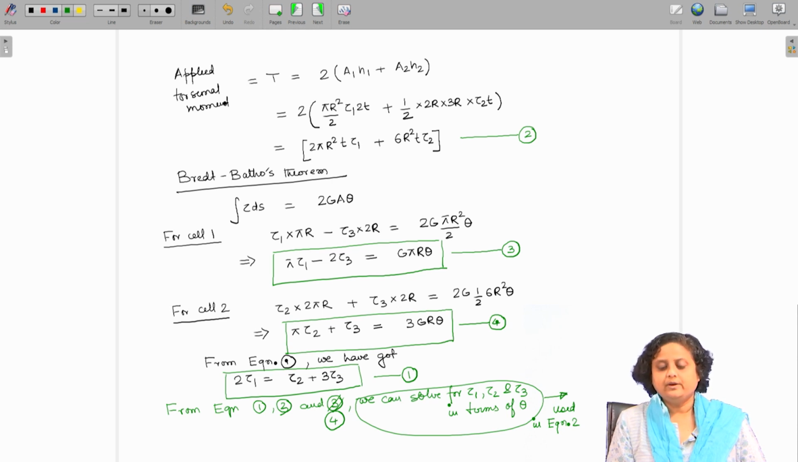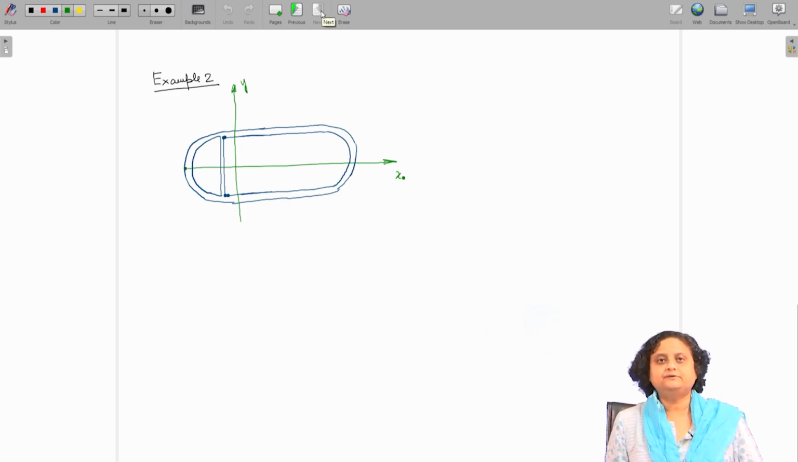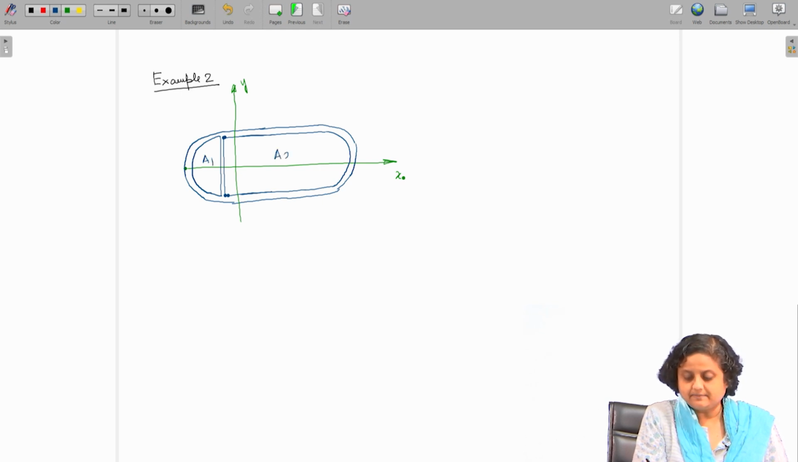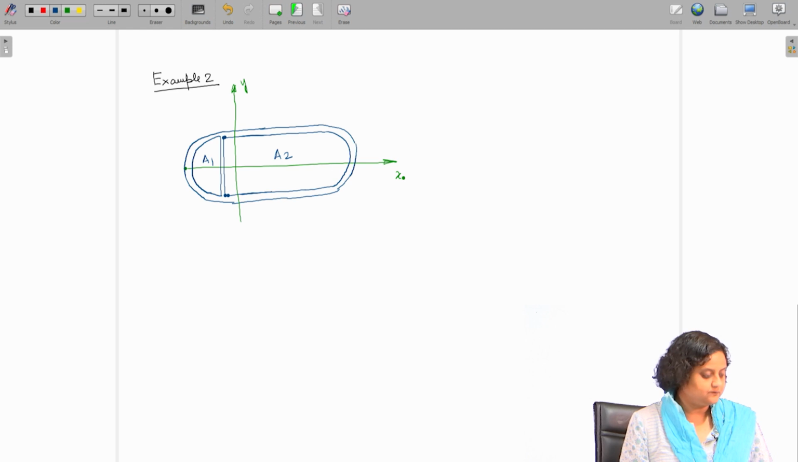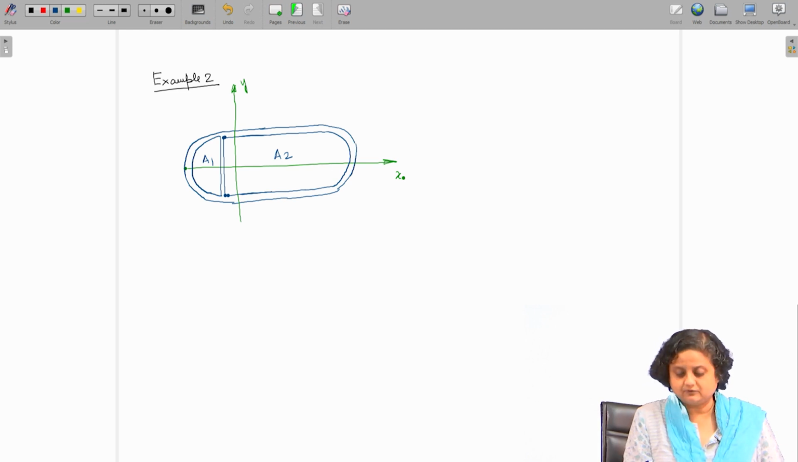So, now we will move on to the next problem, which will help us understand this concept further. This is another cross section that we have. It is also a thin-walled closed cross section with two cells. Let us name the cells A1 and A2. Let me draw the dimensions of this cross section.